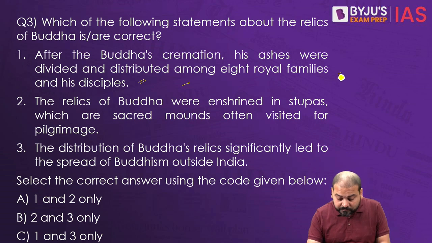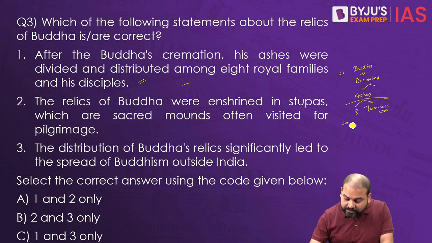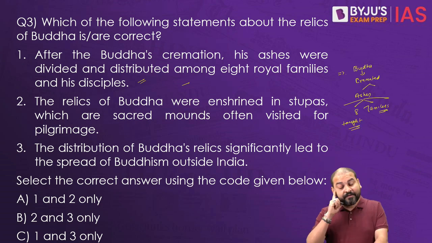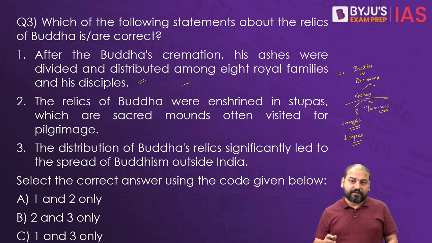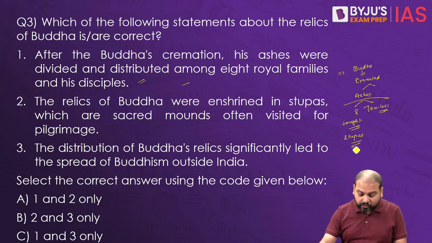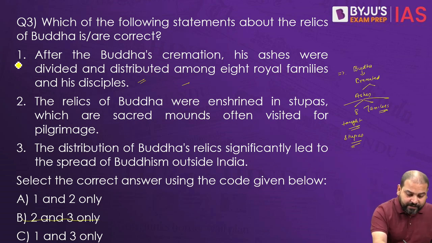Now, if you all know, when Lord Buddha died, his body was cremated and the ashes were divided amongst 8 different families of the kingdom around the area in which he had taught, as well as to some of the disciples. So this distribution had led to the formation of several stupas where these relics had been stored. So clearly statement 1 is correct, B cannot be correct, 1 is correct.